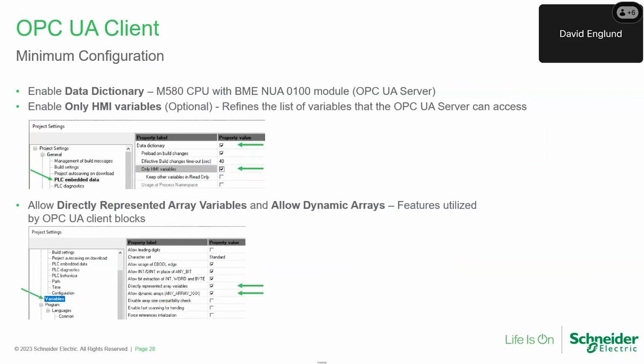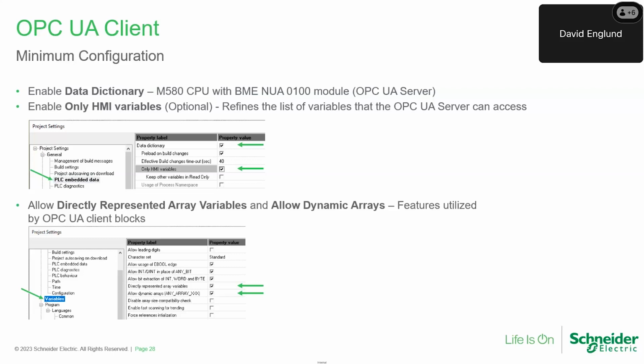There are also Control Expert project settings required for the UA client function blocks. If the BME NUA module is being used and we want to use it as an OPC UA server, we need to enable the data dictionary. The OPC UA server uses this to access variables. It is also a good idea to enable the preloading of build changes, as this prevents the loss of communications while a project is being downloaded to the CPU. As another option, only HMI variables can be enabled so that we can refine the list of variables that the OPC UA server can access to only those that are selected by the user.